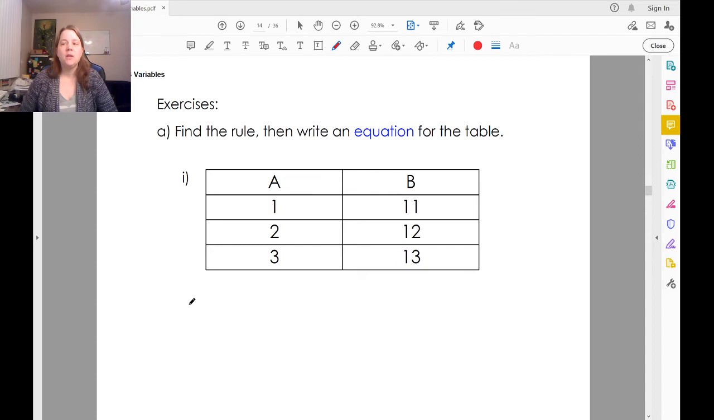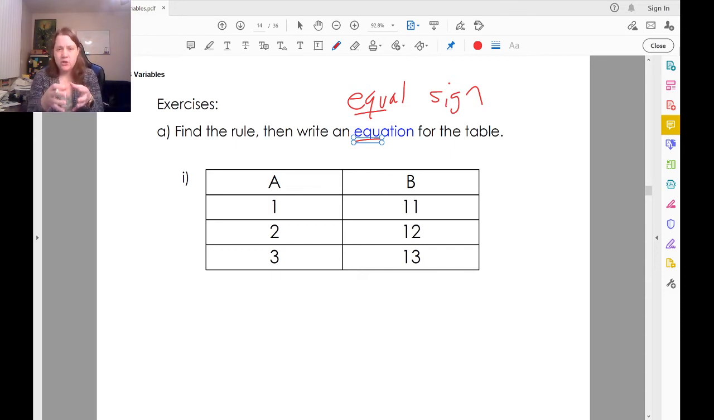Welcome back. So the equation for this table, and note that now we're into equations. We were talking about expressions before. Did you notice that jump? An expression does not have an equal sign. An equation has an equal sign. Expressions do not.